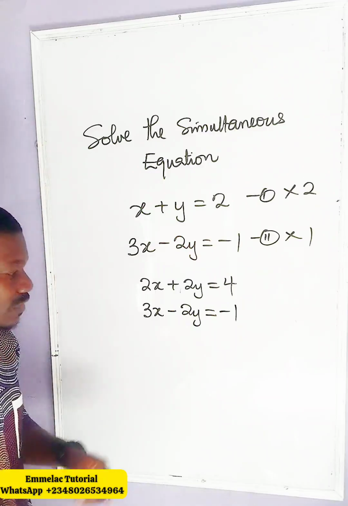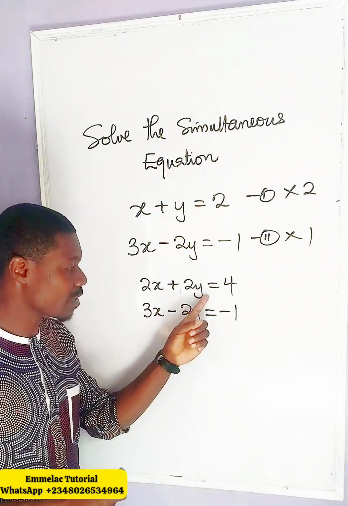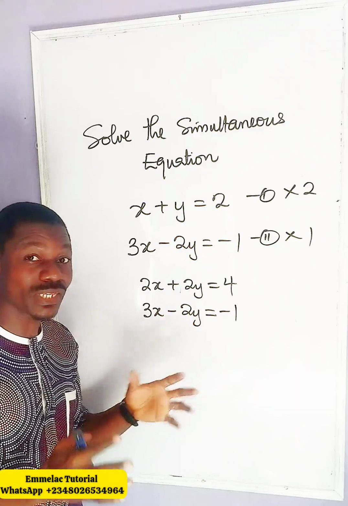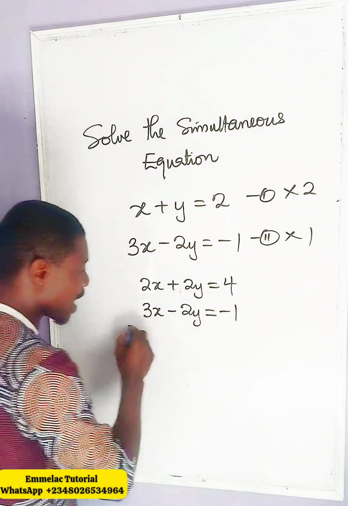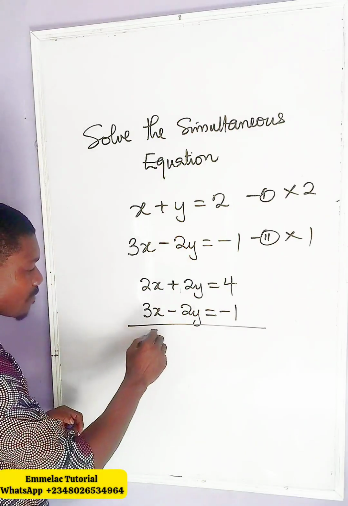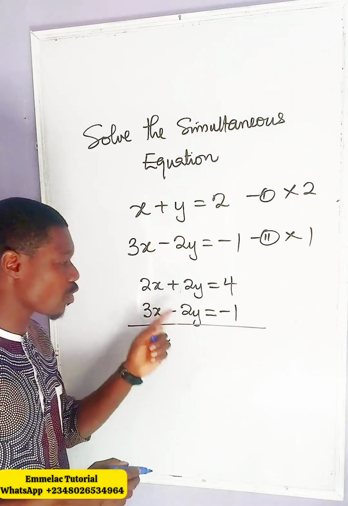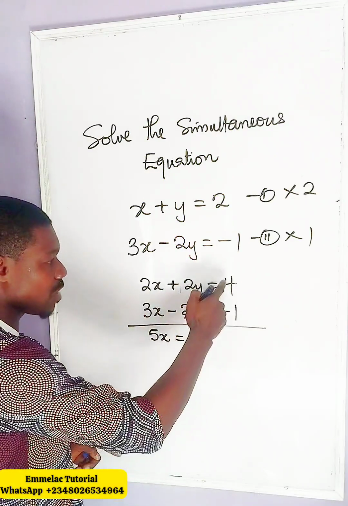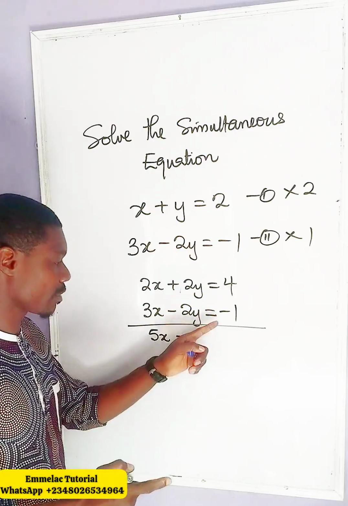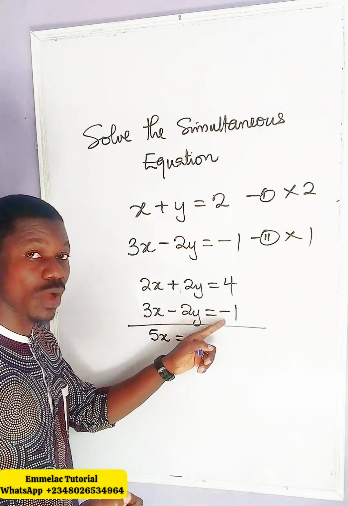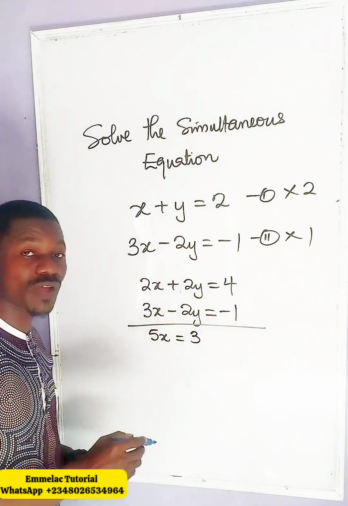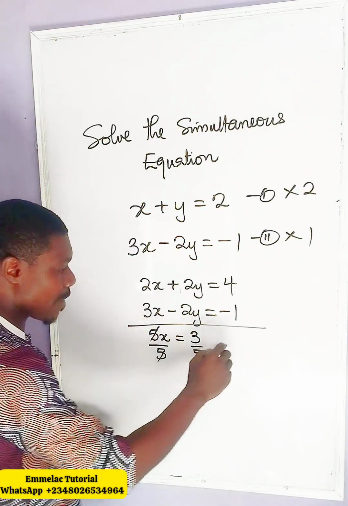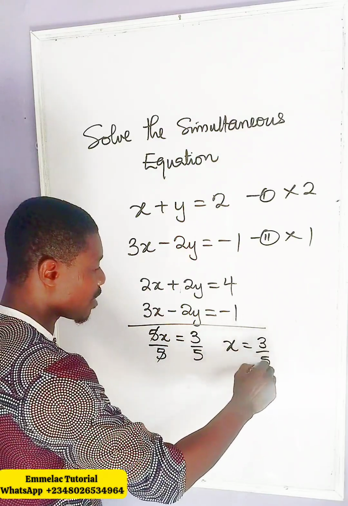Now that we've achieved our goal by having the same coefficient for the y variable, all we need to do now is to add. And by adding, we have 5x. Because of the opposite signs, the y terms become 0, since they have the same coefficient. Now 4 plus minus 1 should give us 3. So let's divide both sides by the coefficient of x. So our x now equals 3 over 5.